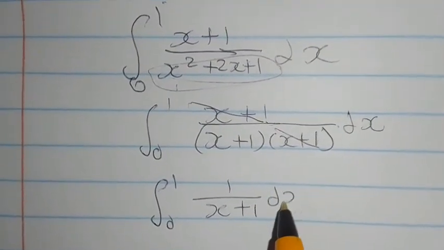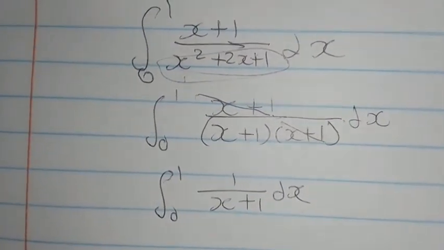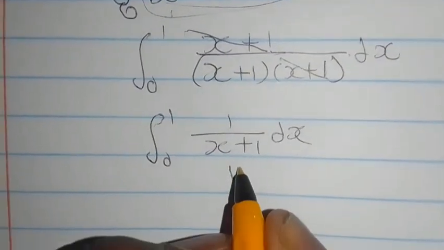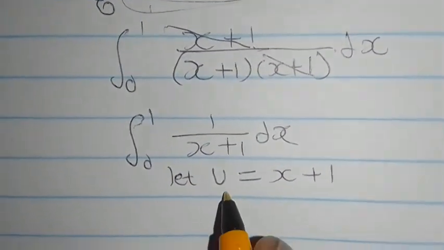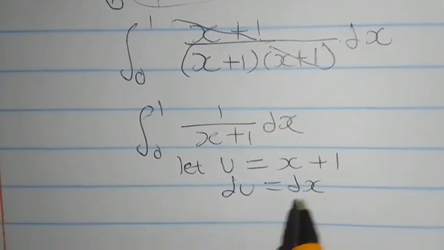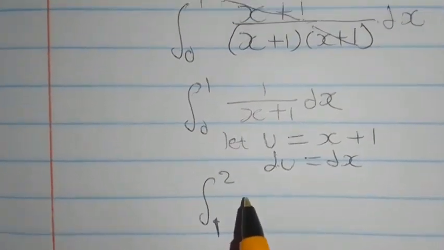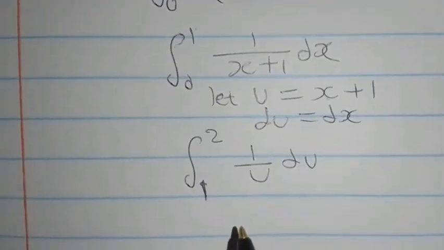So there are multiple ways you can solve one integral, and if you know multiple methods of solving one integral, it will really help. Now you can use substitution. Let u equal x plus 1, then du is the same as dx. Now you change the boundaries too. So now you have 1 over u, and dx is the same as du.